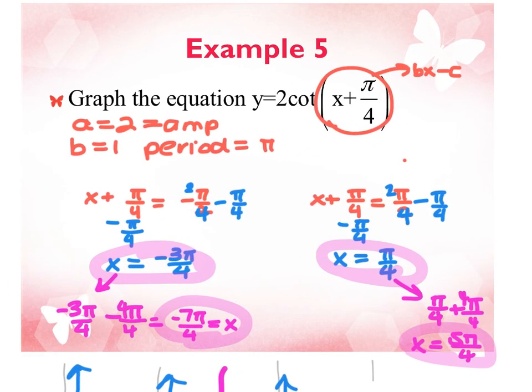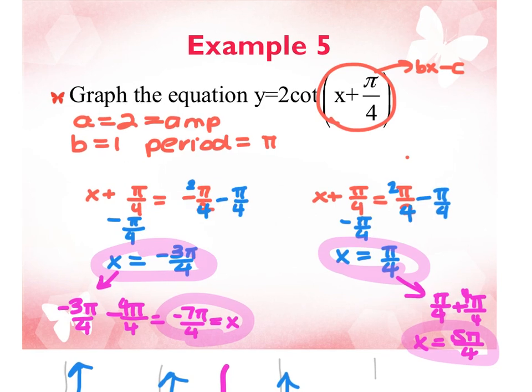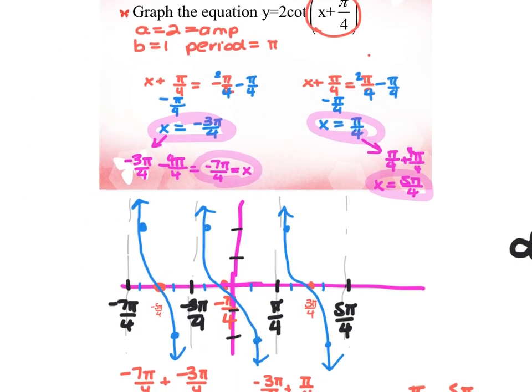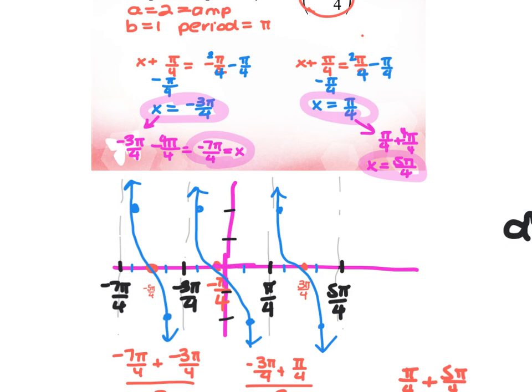Solve those, and I got the middle two asymptotes, which were x equals negative 3 pi over 4, and x equals positive pi over 4. From the one on the left, I subtracted the period, and you should get x equals negative 7 pi over 4. From the one on the right, add the period, and you get x equals 5 pi over 4. So when I set it up, I added in my asymptotes at negative 7 pi over 4, negative 3 pi over 4, pi over 4, and 5 pi over 4.